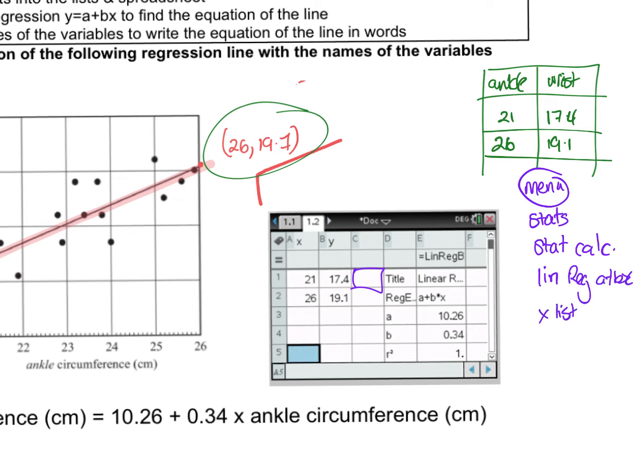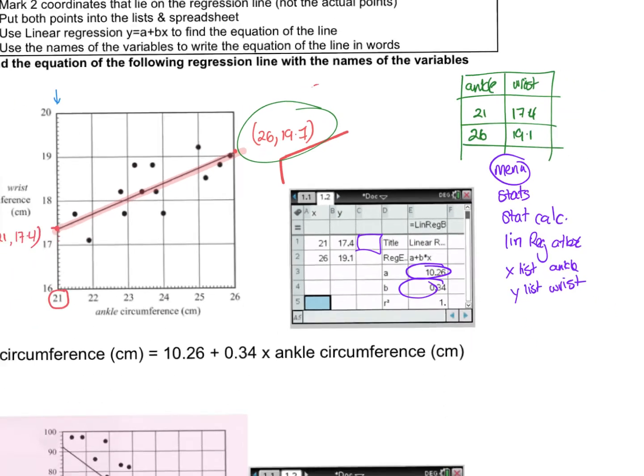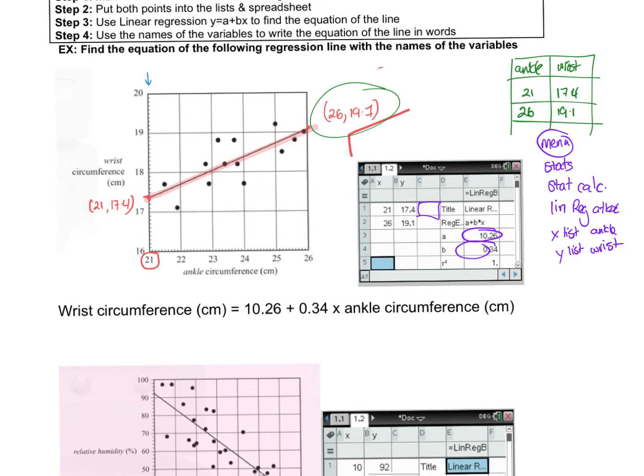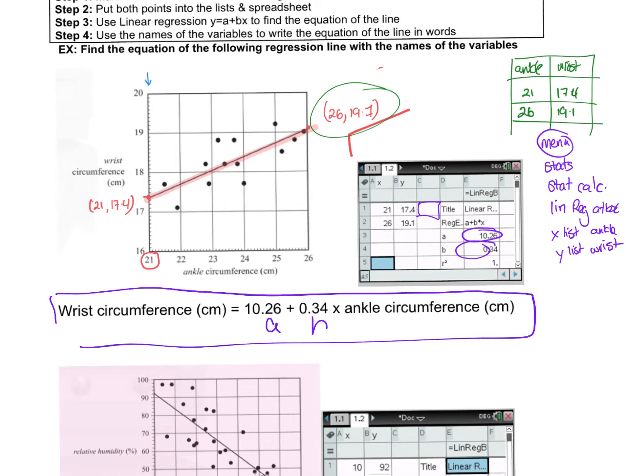And then you just choose your X list. So whatever you called it, you might say X list was the ankle and Y list was the wrist. So you can see here we got the A and the B values, and therefore we wrote out our formula. We could find the equation and write it out here. So there's my A and there's my B.